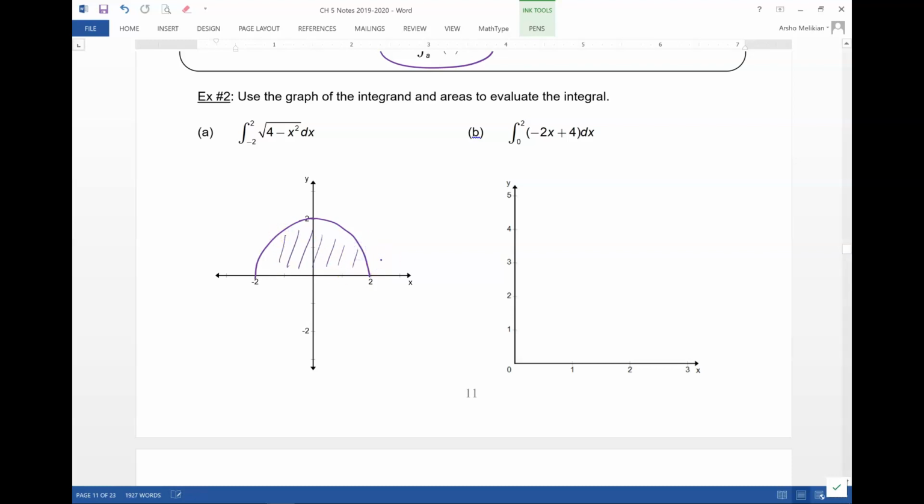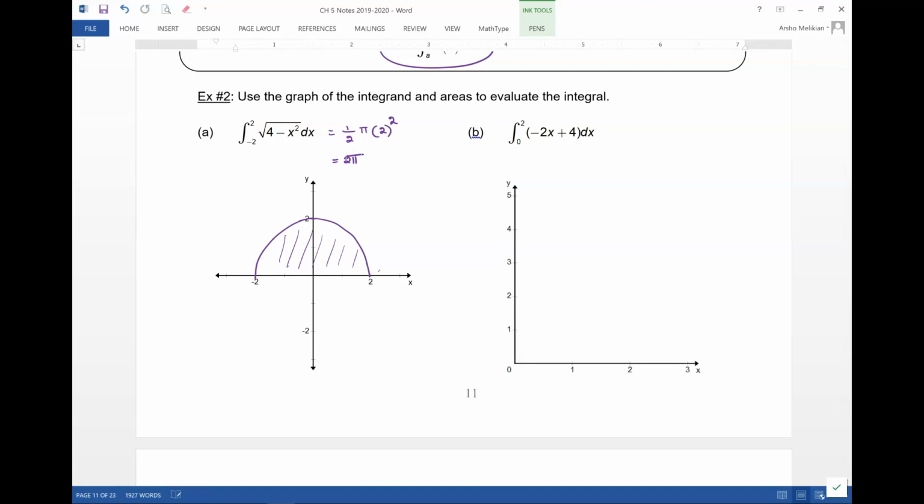And you know what? We're going to use geometry formulas from middle school. This is the area of a semicircle. I know how to find the area of a semicircle. It's half pi times the radius 2 squared. And that's it. It's 2 pi. These are freebie points. Okay?